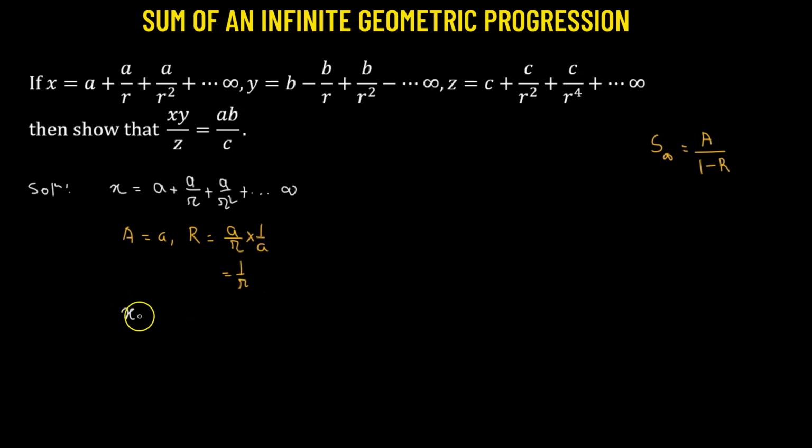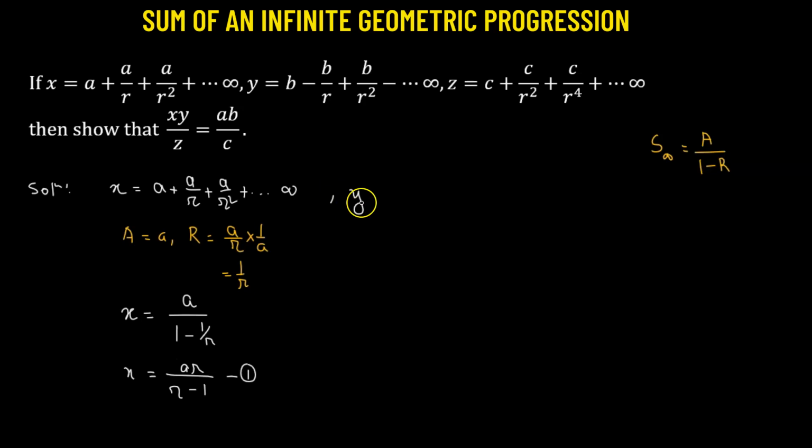So we can apply the sum. So x will then be equal to the first term a divided by 1 minus the common ratio, that's 1 over r, which means x will be equal to a times r divided by r minus 1. So let's label this as number 1.